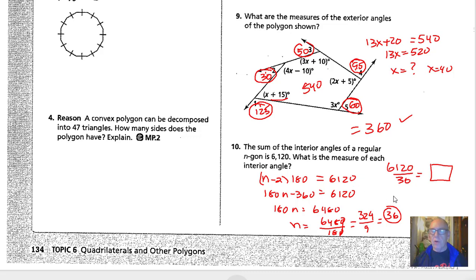Now, since it's regular, each angle is going to be congruent. There's going to be 36 of them. 6120 divided by 36 comes out to be the measure of each interior angle. So if you want full credit for this, you need to figure out what 6120 divided by 36 comes out to be.